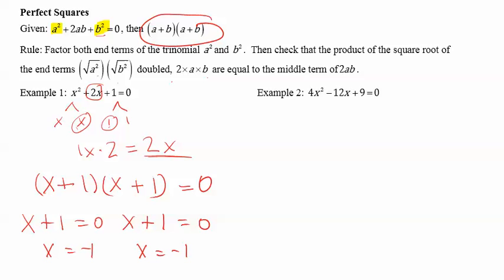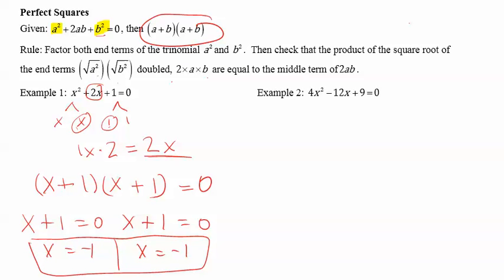That's why, when we take the product of the square roots of the first and last terms and double it, we get a double root. It ends up being the same number, and so this one touches the graph, as we looked at. Okay, let's look at example 2.